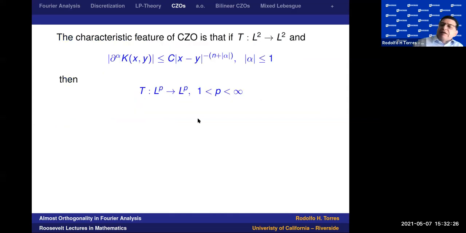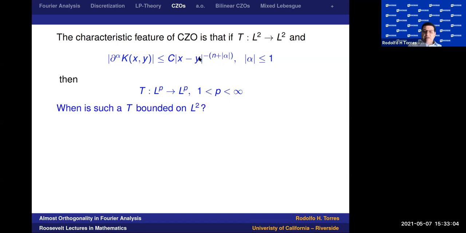So the characteristic feature of these operators is that they are indeed bounded in L2. If they are bounded in L2, and they have this regularity, so every time you take a derivative, you increase this negative power of x minus y, then just being bounded in L2 means that the operators are bounded in LP. Now this is something very nice, because there's no guarantee that a linear operator bounded in L2 will have to be bounded in any other LP. But it is the case for a Calderon-Zygmund operator, provided you have this amount, or something similar to that, of regularity.